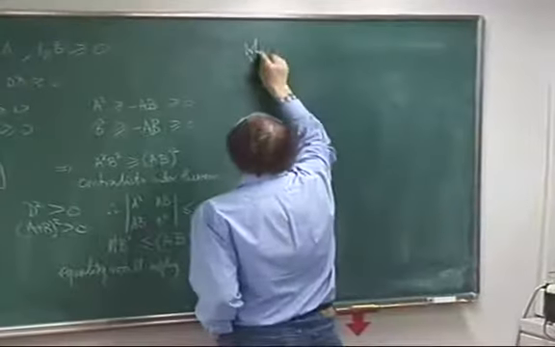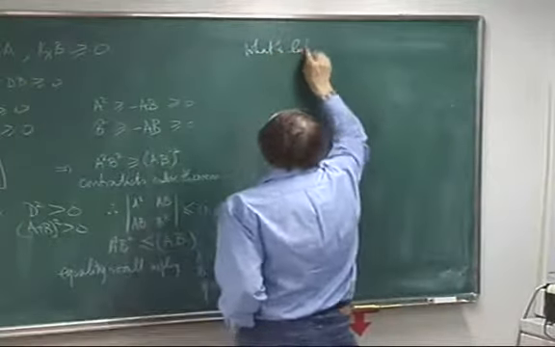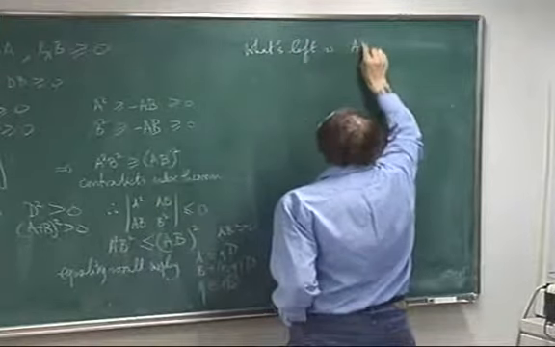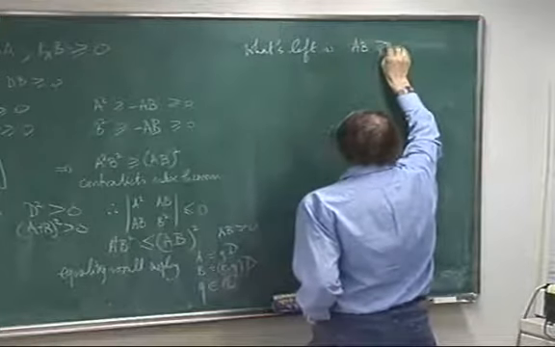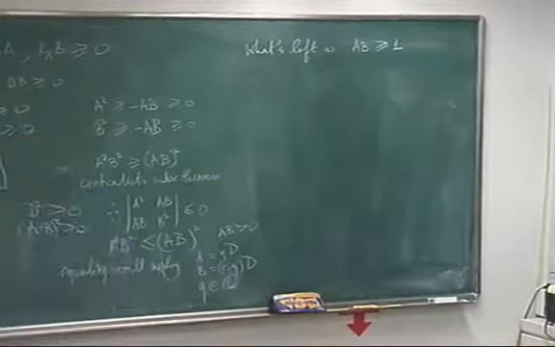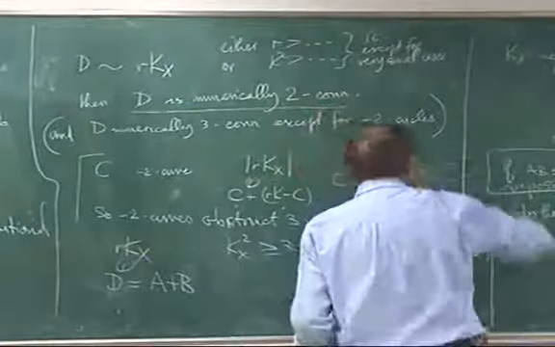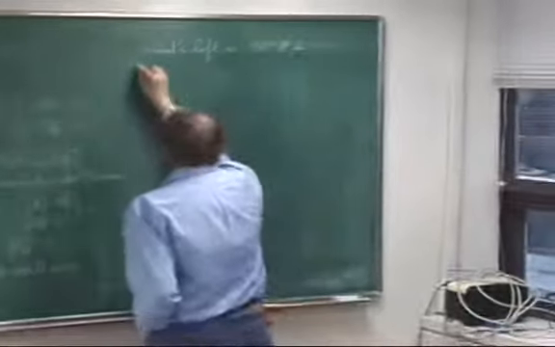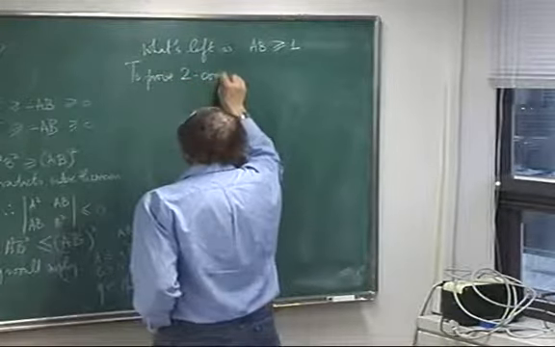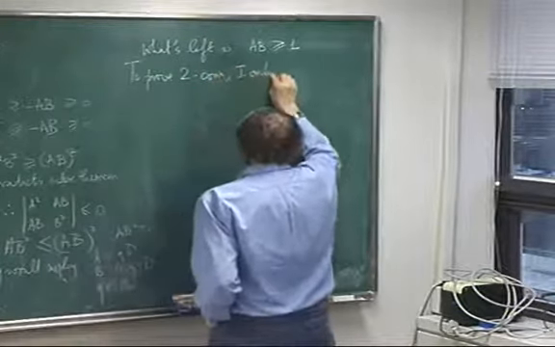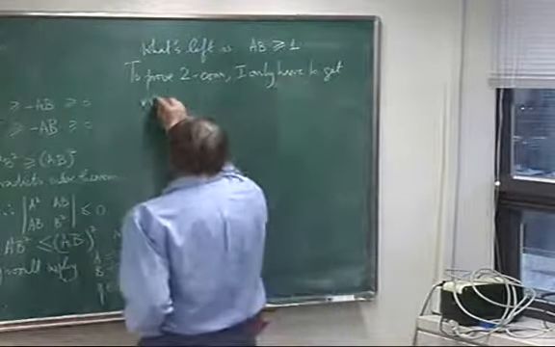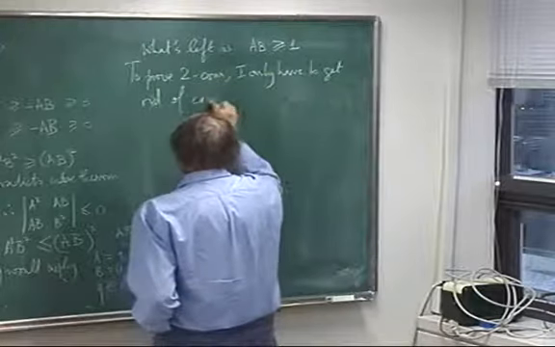Okay, so what's left is AB greater than or equal to 1. Okay, so if I'm trying to prove that D is numerically 2-connected, I only have to get rid of the possibility AB equals 1.